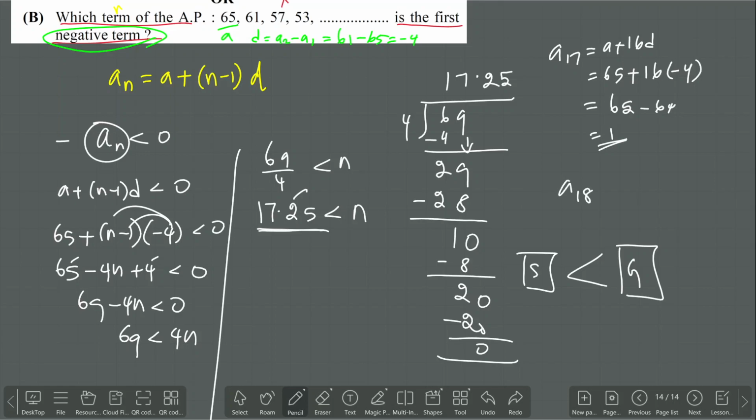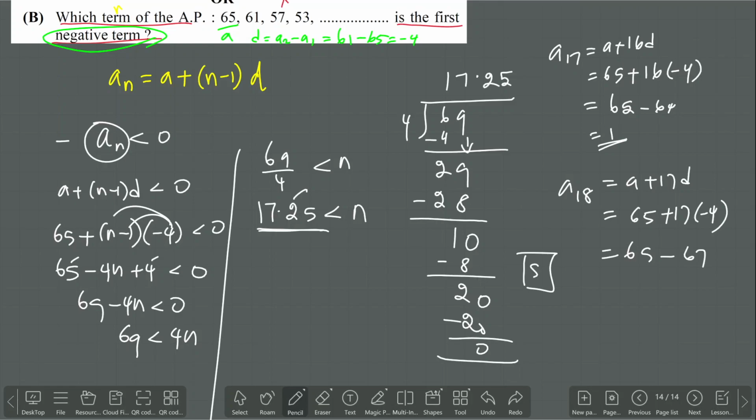Then 18 will come negative, am I right? a + 17d, a value 65, 17 into minus 4 is minus 68, so I am getting minus 3. It is a reducing sequence. They asked for the first negative term, so the n value should be above 17.